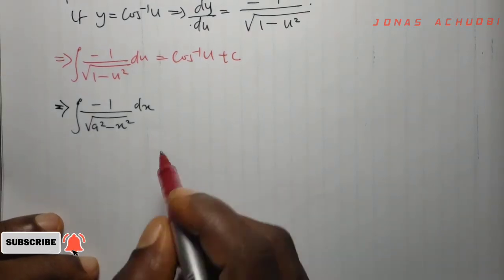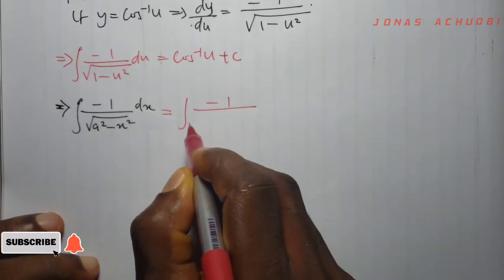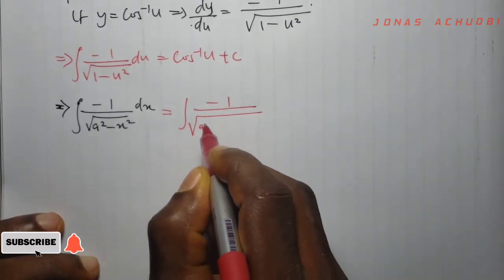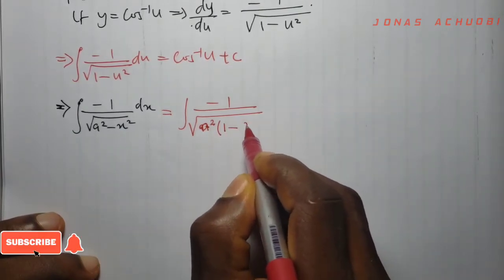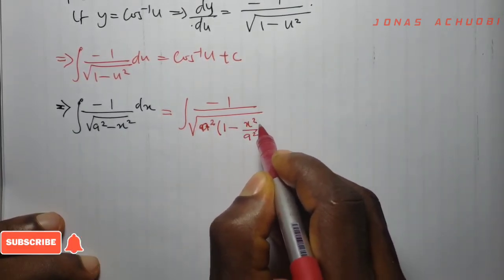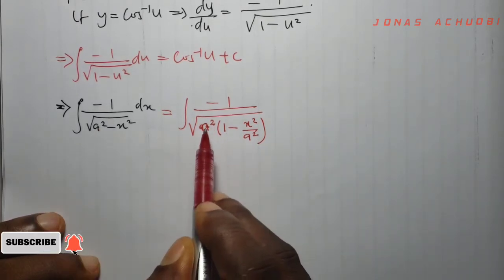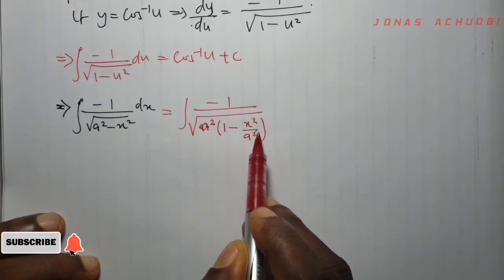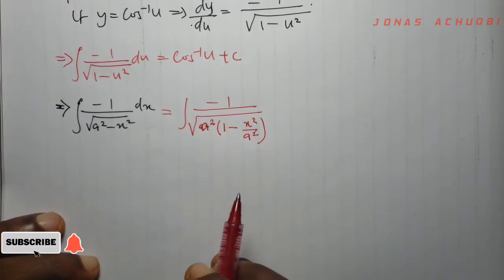If we factorize a squared, we get the following: integral of -1 over the square root of, we take a squared out, what will be left? 1 minus x squared over a squared. Let us see. A squared times 1 is a squared. A squared times minus x squared over a squared is x squared, since a squared will knock off a squared.